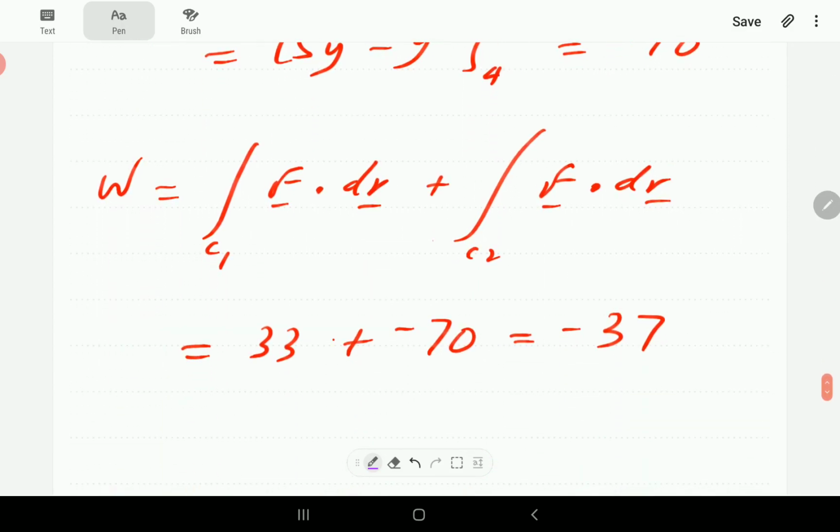And then combining, the total work done is the work done along the two of them. So this is going to be -37. Okay, thank you.